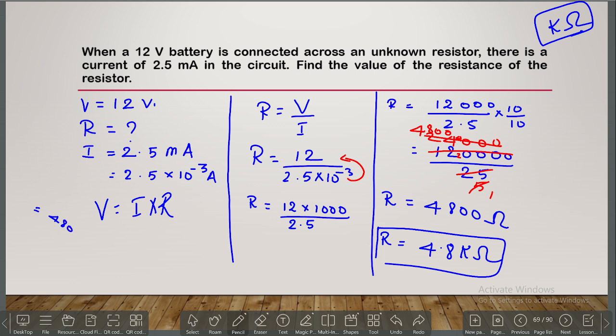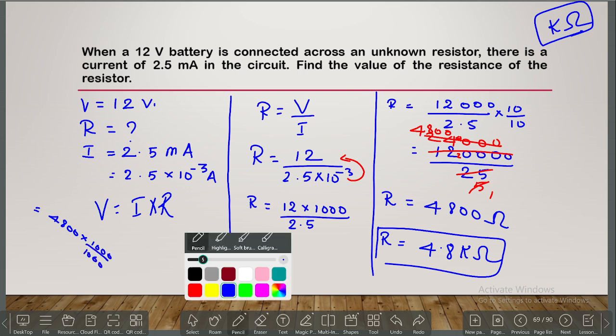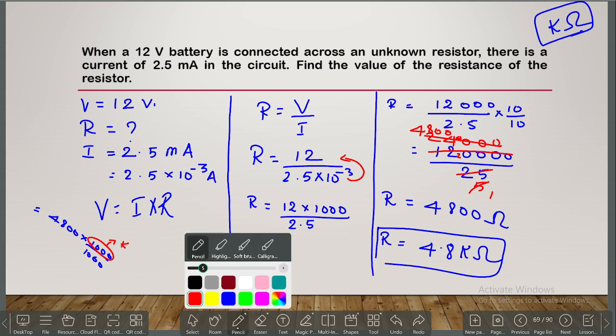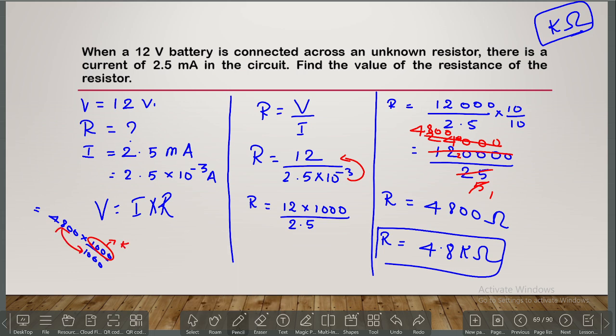How we wrote it like that means, what we are doing is multiplying the given number by 1000 and dividing by 1000. This 1000 is nothing but called K. If you divide this 4800 by 1000, the final answer will be, with zeros cancelled, 48 by 10, which is 4.8. As I said earlier, this 1000 you can also write as kilo. So R is equal to 4.8 kilo ohm.